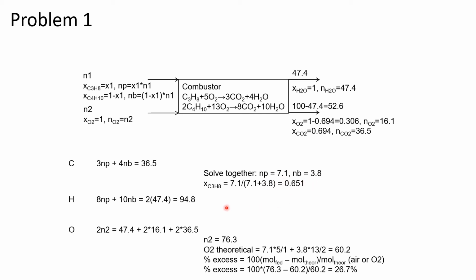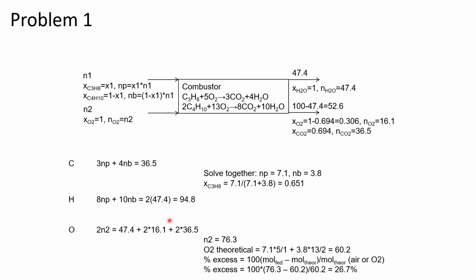Once we know those 2 flow rates, we can calculate the mole fraction of the propane. It's just the propane flow divided by the sum of the propane and butane flows, which is a total. Doing this calculation, you find the mole fraction of propane is 0.651, or it's 65.1% propane.